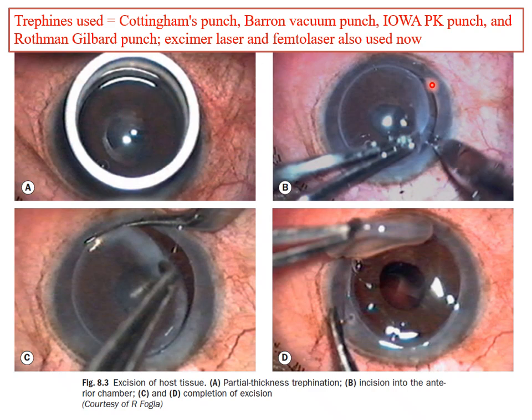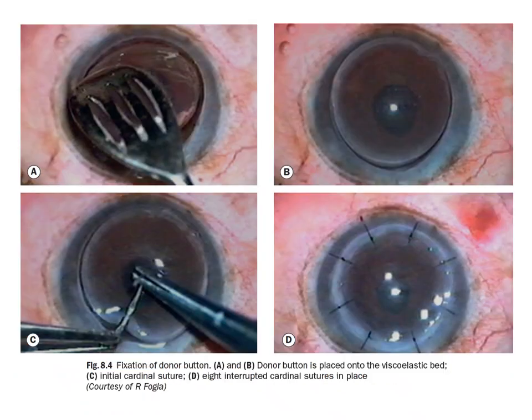Then a pair of Castroviejo scissors are taken, and the whole of the diseased cornea is removed in this way, right? The whole diseased cornea is removed, and what you see here is probably aphakic, right? And that is your open sky procedure for you, because you have removed the cornea, so you've removed the barrier to the intraocular contents. That's why it's known as an open sky technique.